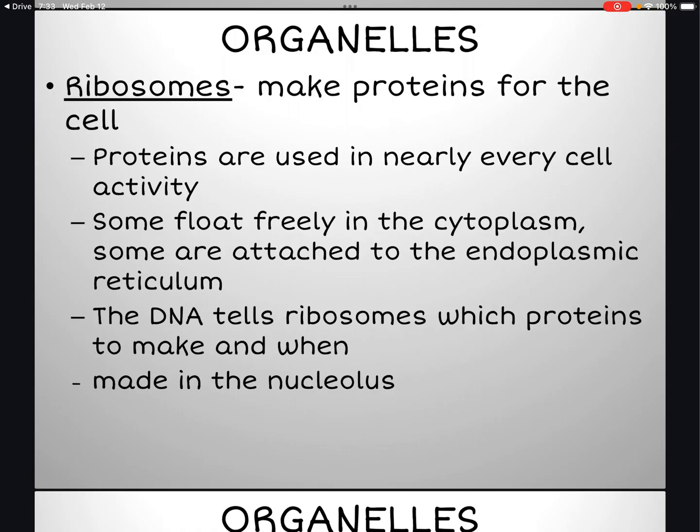Some ribosomes are attached to the endoplasmic reticulum. The endoplasmic reticulum that contains ribosomes we would call the rough endoplasmic reticulum. Some ribosomes float around kind of freely in the cytoplasm. They're tiny little things, but they get instructions from the DNA, and that's how they learn which proteins they're supposed to make, when they're supposed to make them, and what they're supposed to do with them when they're finished.